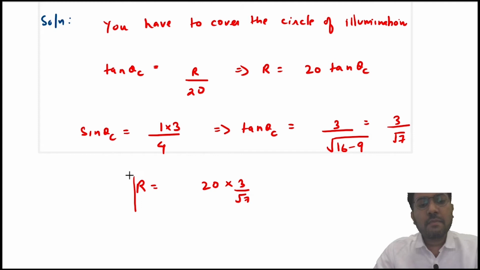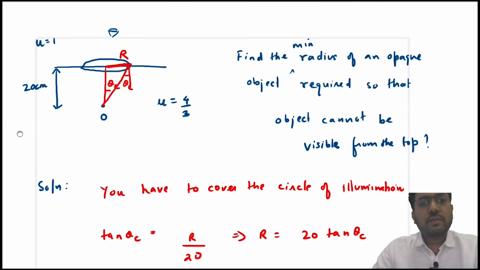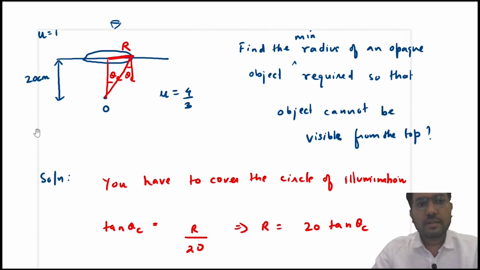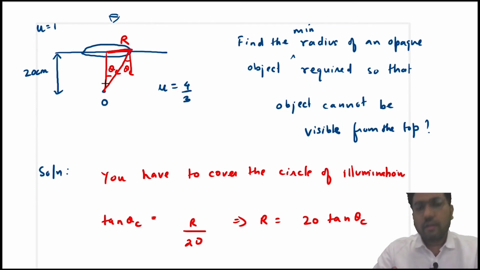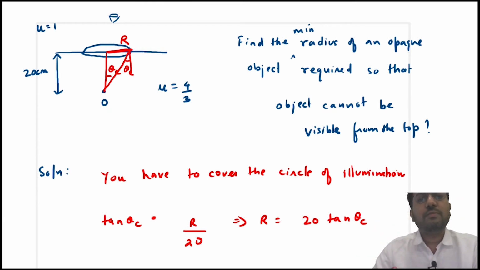So this is the minimum radius of the cardboard required, which if you use it to cover this circle of illumination, in that case no light from this object will be reaching the other side and this object will never be visible. Also suppose this object is a fish. A fish can see the outside world only through the region of circle of illumination.